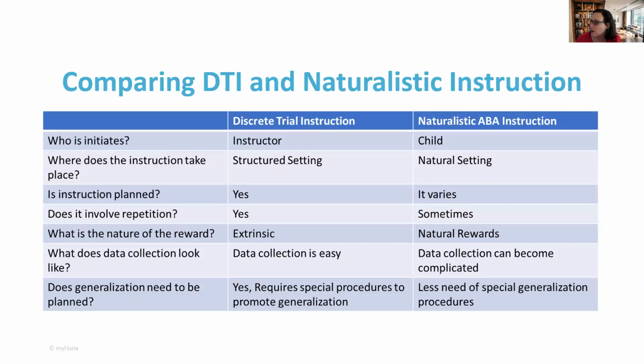Generalization, which we've talked about a little, is more planned in discrete trial training. And remember, generalization is using something you've learned in different environments. So if you've taught your child to hang up their backpack at school, can they do it at home? If they do it at home, they've generalized the skill to at least 2 settings. So in a natural setting, generalization is more built in, but that has to be more planned for with discrete trial training.